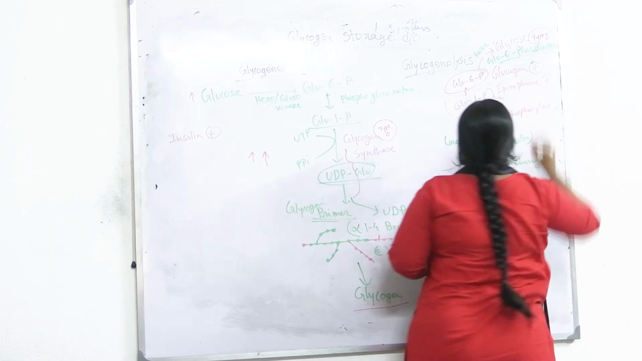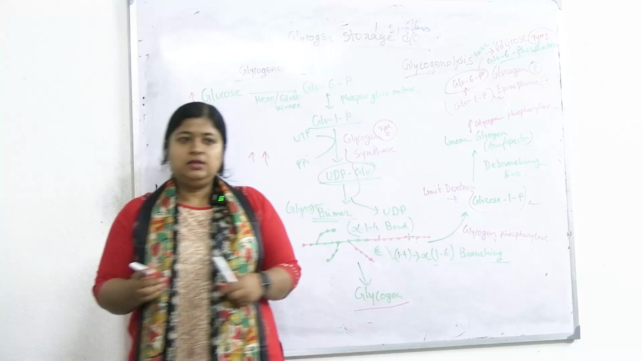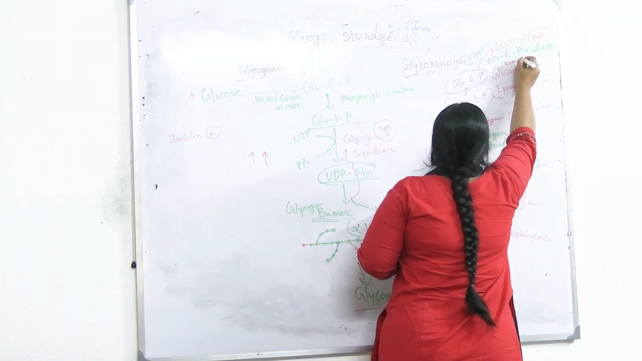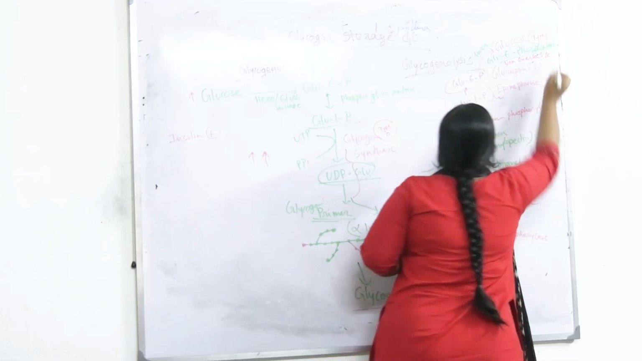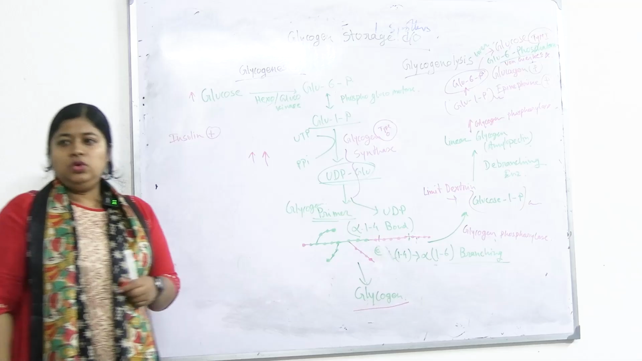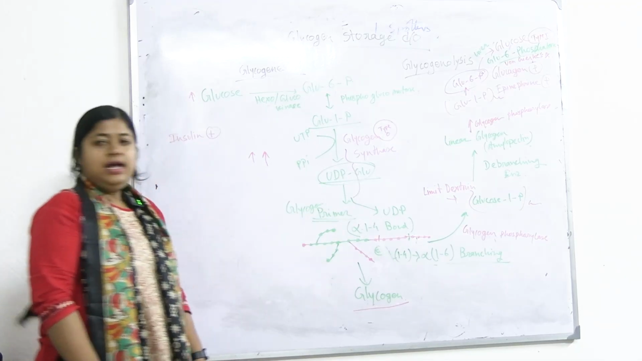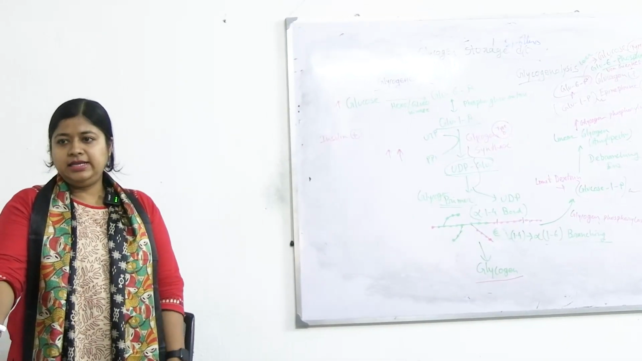Type 1 is known as von Gierke's disease. Deficiency of glucose 6-phosphatase is von Gierke's disease. Then comes number 2. Number 2 enzyme is not present here. It is because of lysosomal acid maltase.